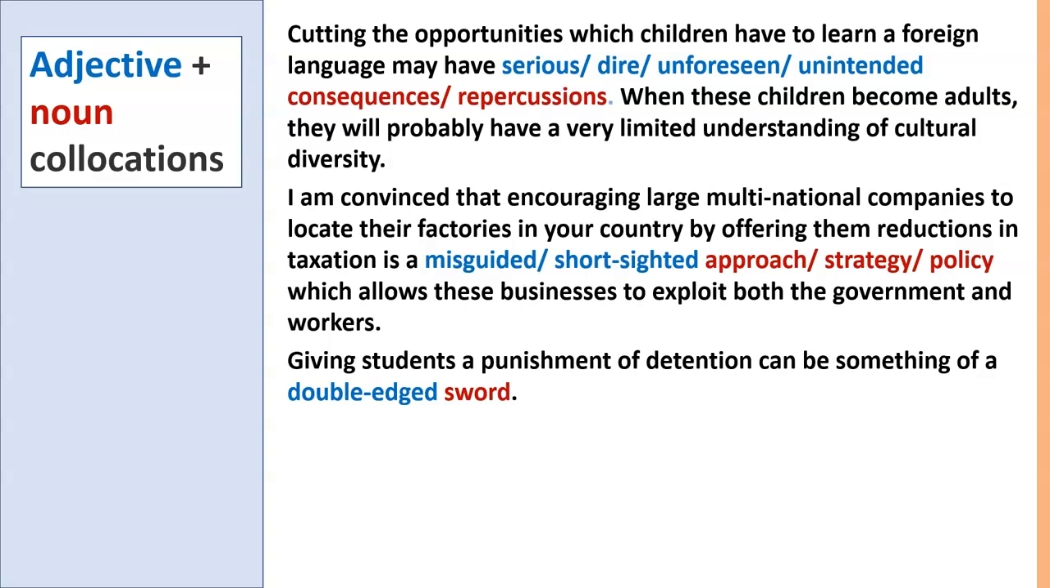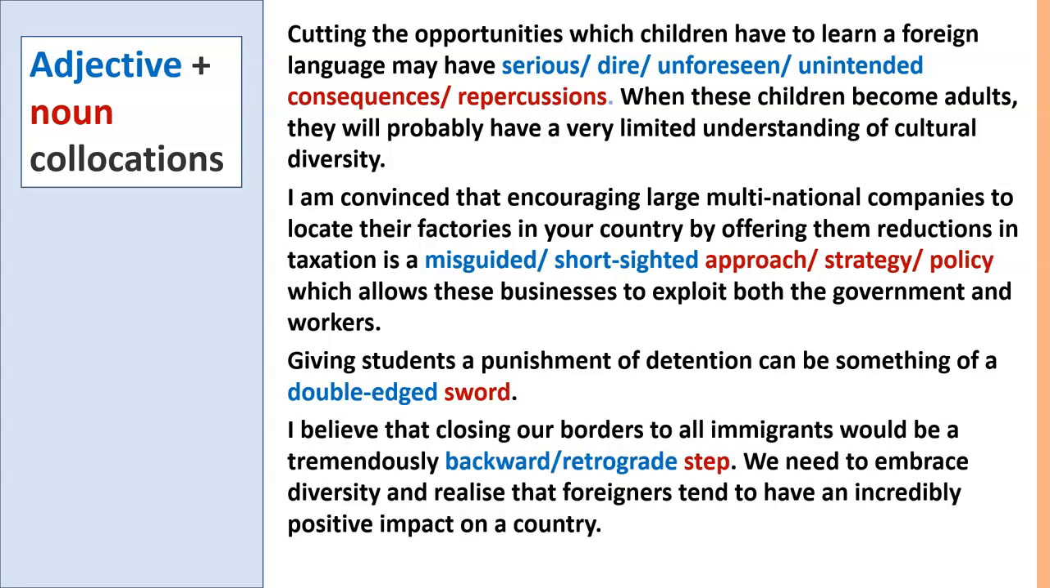We can also use the phrase a double-edged sword, and this is slightly idiomatic, so some students don't really like using it, but you can use it in an essay to suggest that an issue has both positive and negative elements. And we can use certain adjectives with step, so a backward or retrograde step involves doing something which takes you away from a possible solution, which takes you in the wrong direction. So we can use this when we're criticizing a policy or approach.